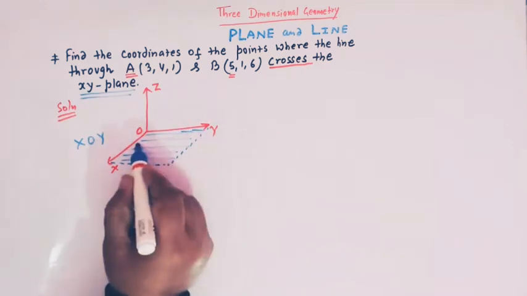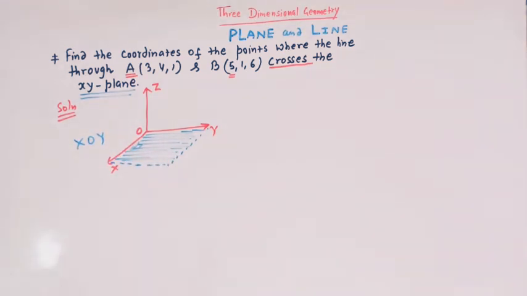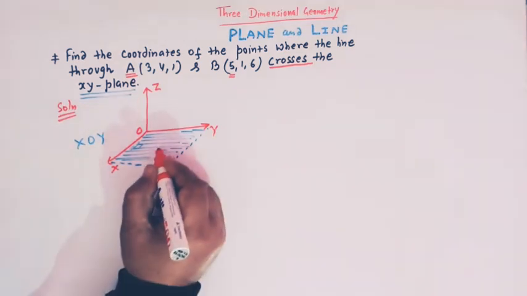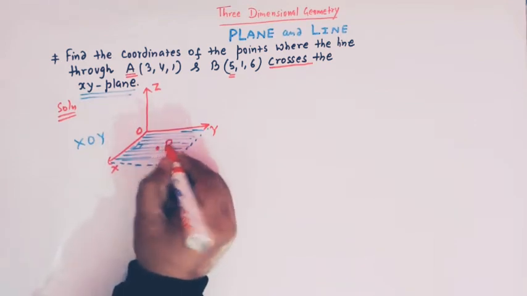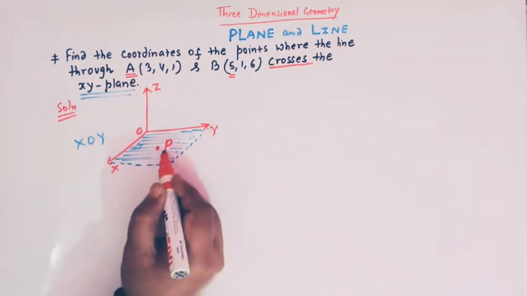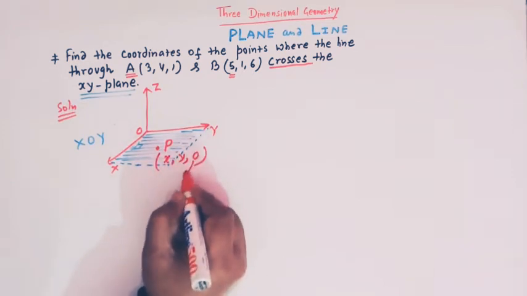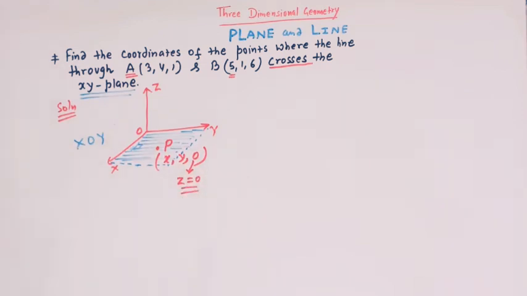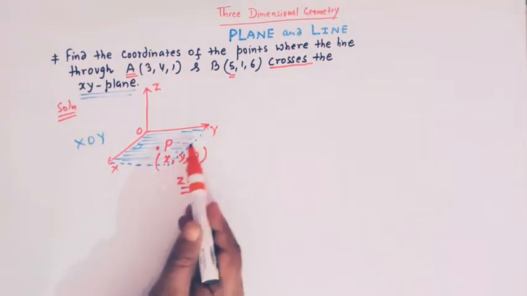And we know that any point which lies on this XOY plane has its z coordinate 0. So if we have any point, say P, lying on this XOY plane, then obviously its coordinates are (x, y, 0), that is, the z coordinate is 0. This is the concept which will be utilized here to obtain the coordinates of the point where the line crosses the xy plane.